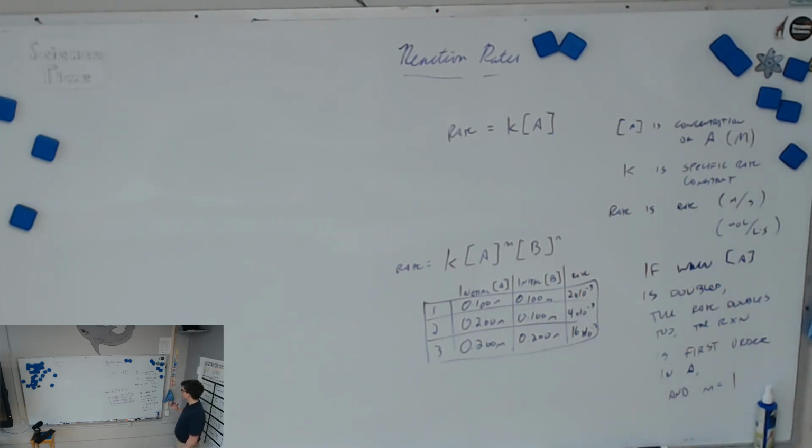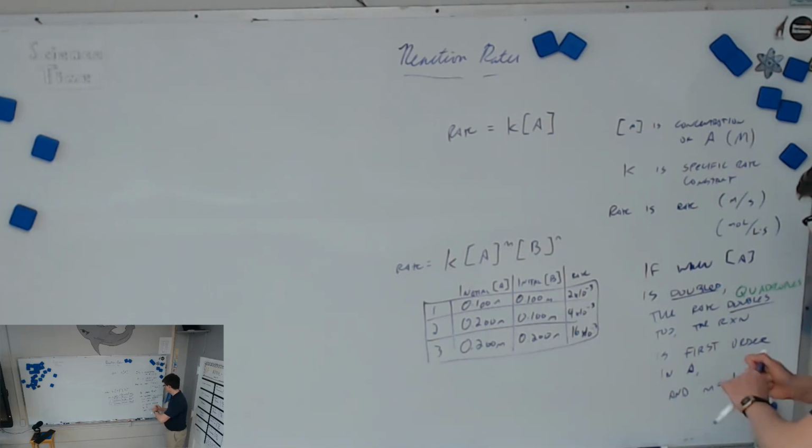Did you do that written down? Mm-hmm. I'm gonna do a different color above it. So now instead, pretend if when A is doubled again, the rate instead quadruples. What do you think that'll be? Instead of being first order in A, it'll be, guess. Second. Yep. So second order in A, and m will equal what? 2. So then we'd raise it to the second power.